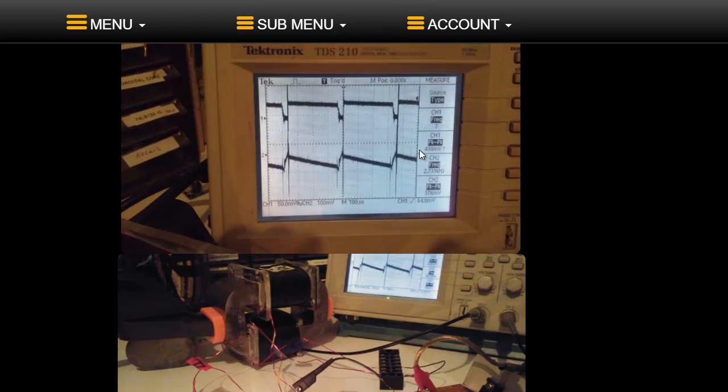Now just a very brief look. There's 400 plus millivolts on channel 1, 376 on channel 2. That's awesome effort.